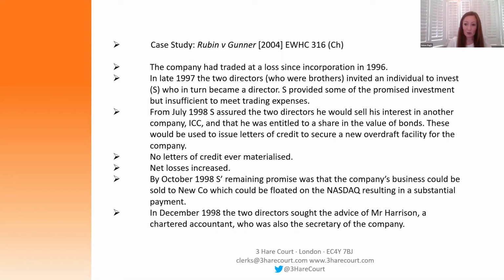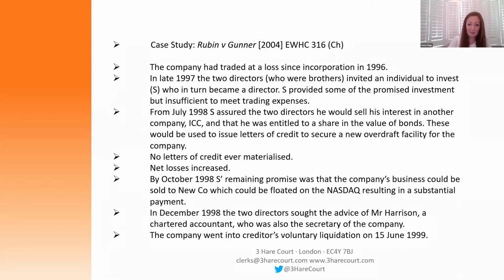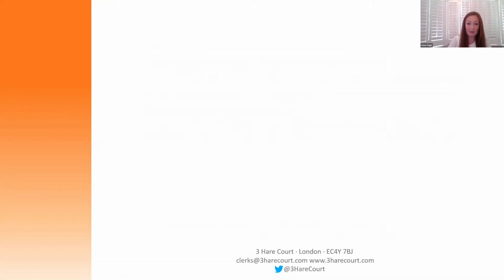Sometime later, there was one remaining assurance on the table from the third director, and it was effectively that the company's business would be sold to Nuco, which could be floated on the NASDAQ, resulting in a substantial payment. The two brothers, the two directors, sought the advice of a chartered accountant who effectively said that if they believed in this third director, then that would mean that the company was not insolvent. Sadly, the company went into CVL anyway.